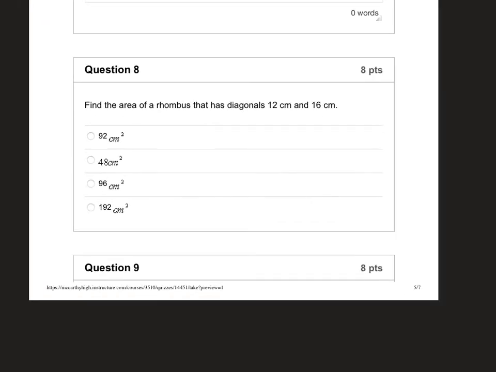Okay, number 8 said find the area of a rhombus that has diagonals 12 and 16. So the area of a rhombus is 1/2 diagonal 1 times diagonal 2. 1/2 of 12 is 6, and 6 times 16 is 96.